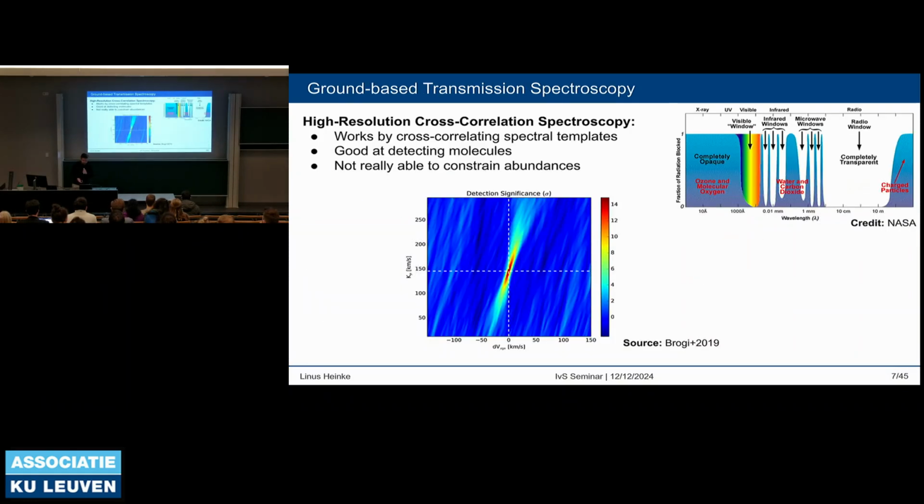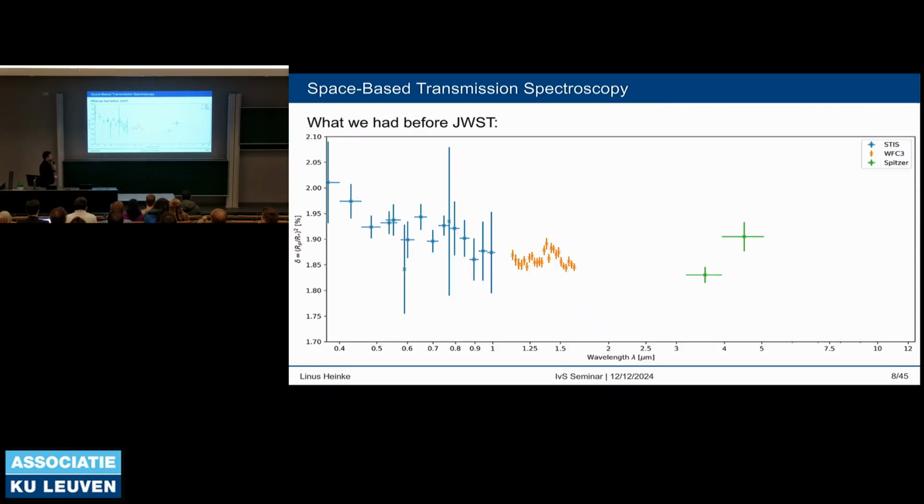Okay. And if we want to do this in the infrared, we have to switch to space. And so here I have a plot of the data we had for the planet that I will talk about, HAT-P-12b, before we had JWST. So we have data from HST here. We can see a bit of this slope in the visual.